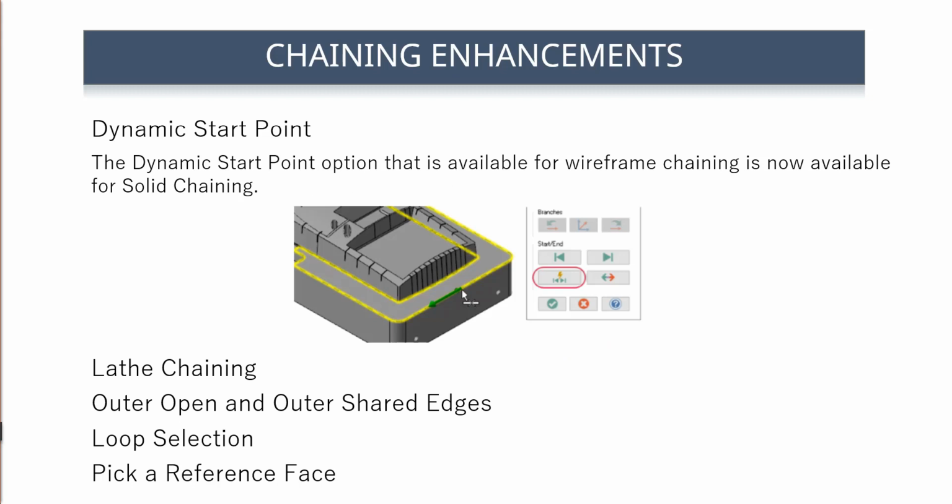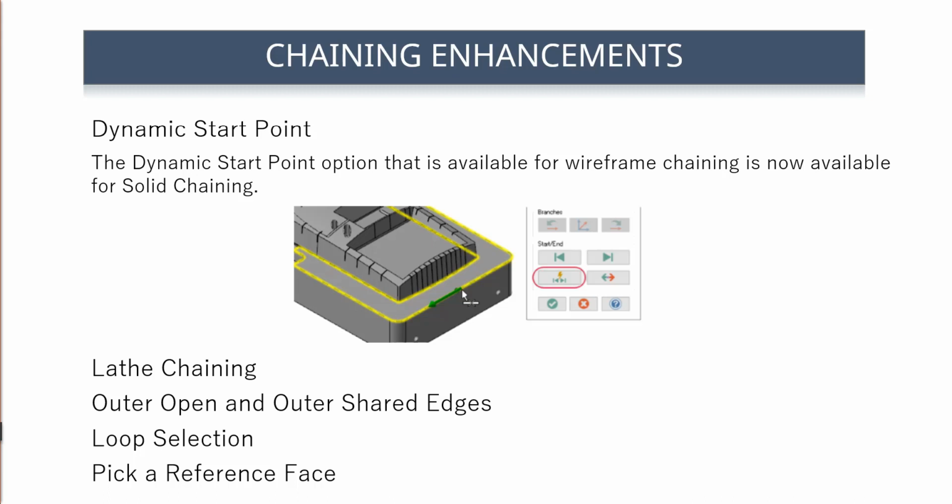Dynamic start point. Now you have the ability to do that for solid chaining. Before, we couldn't move the start point and the end point of the chain. Now we can in solids, so we can move it around on an edge. Lathe chaining, we also have solids lathe chaining. We'll see in the lathe section that I do. Outer open and outer shared edges is a change in solid chaining that we will see today.